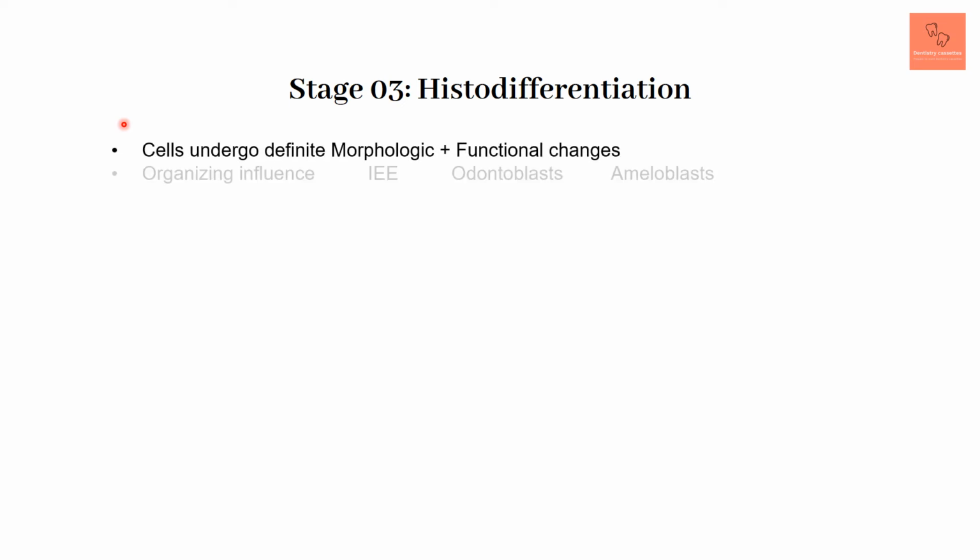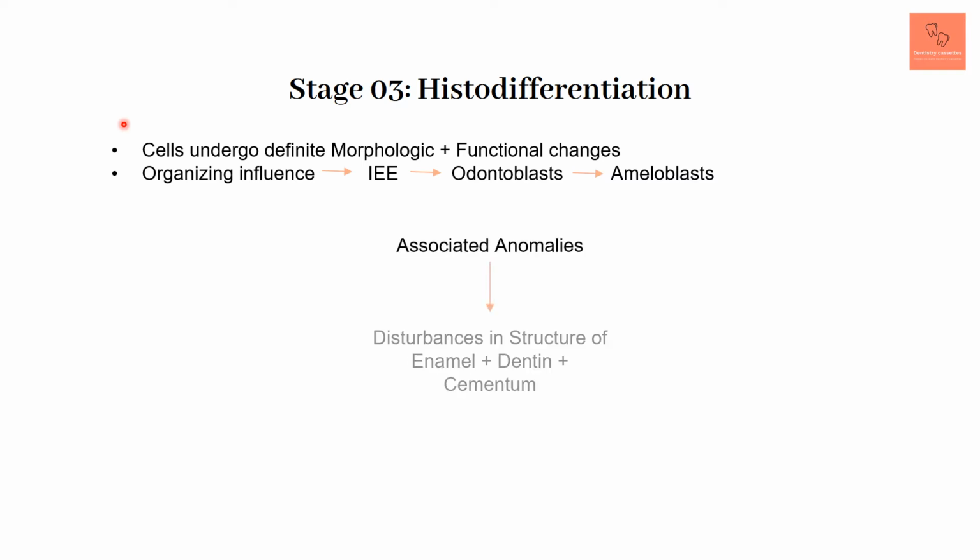The cells in this stage are differentiating and developing into their respective types. It starts when the cells of inner enamel epithelium produce an organizing influence on the cells of dental papilla. The cells of dental papilla will differentiate into odontoblasts. These odontoblasts will form the first layer of dentine, which will trigger the cells of inner enamel epithelium to differentiate into ameloblasts. A defect at this stage could cause disturbances in the structure of enamel, dentine, or the cementum.